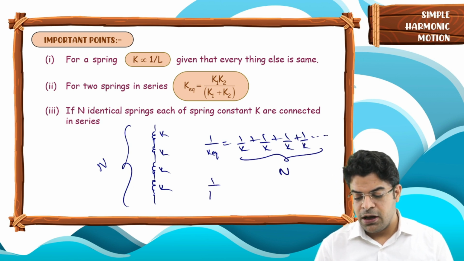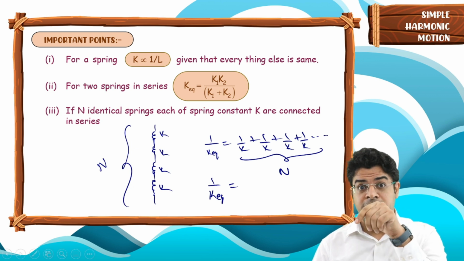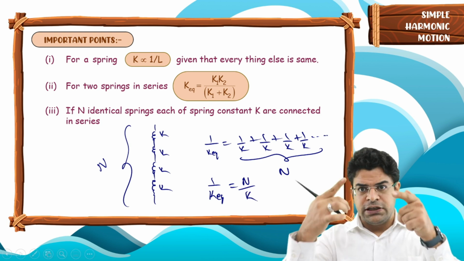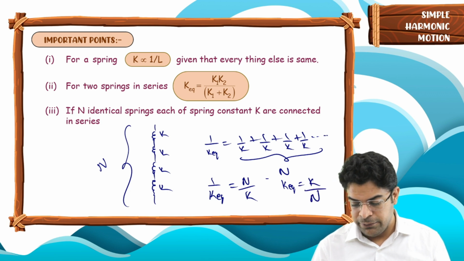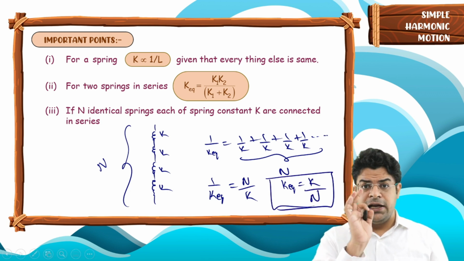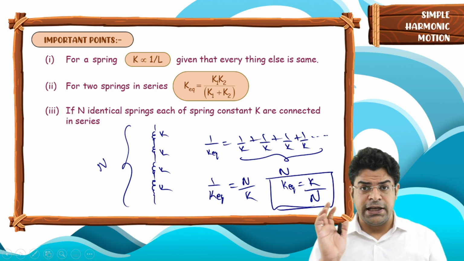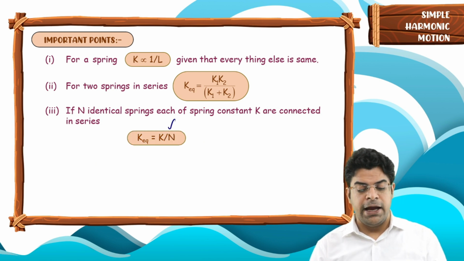So we will write 1 upon K equivalent equals 1 by K plus 1 by K plus 1 by K, n times. So you will get n by K. Hence, on flipping both sides, the K equivalent will be simply K by n. So if you have n identical springs connected in series, each of spring constant K, then the equivalent spring constant comes out to be nothing but K by n.